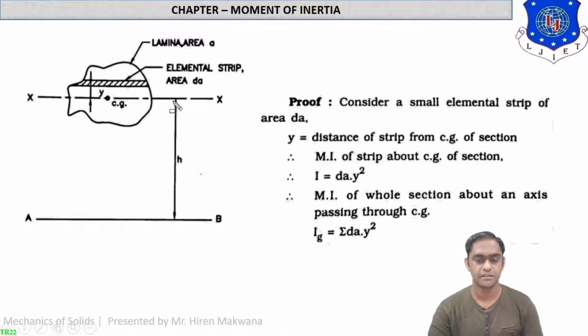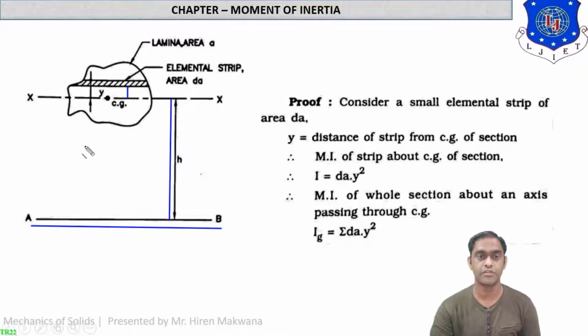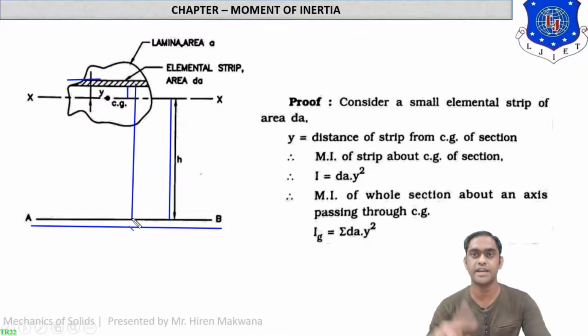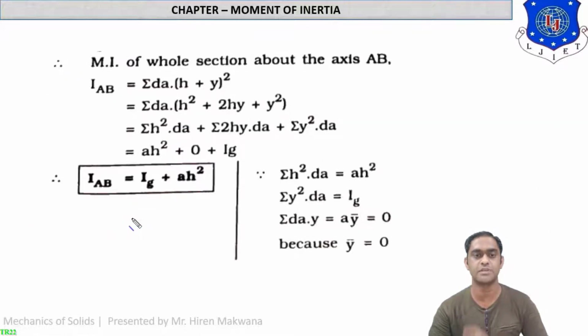You can see h is the vertical distance between two axes and y is the distance from the strip to the centroidal axis. So we are taking the addition of these two, h plus y, means we are taking moment of inertia about this axis AB. So we have to take the distance of this strip to the axis AB, means it is h plus y. Okay, so that's why we are taking the square of the distance h plus y. So it is sigma dA into h plus y whole square, IAB equal to.